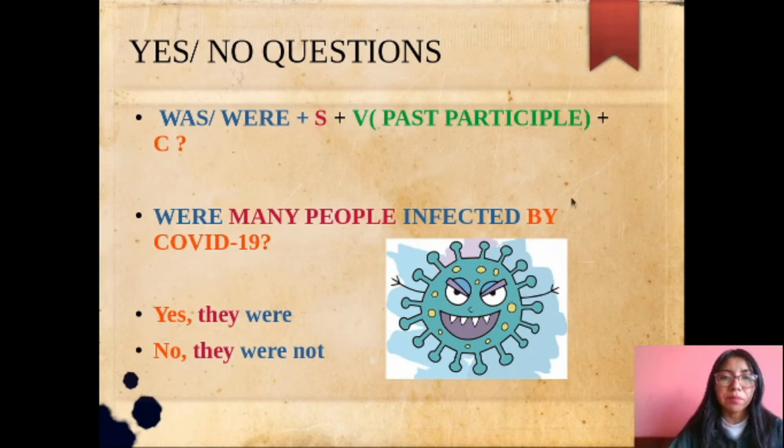Pay attention here. By COVID-19. In this case, that is the complement, but you can call it agent. Okay, that is the correct name, agent. Remember, you can use it or you cannot use it. That depends on the sentence. Okay, so we are going to use was, were, the subject, the verb in past participle, the complement, or the agent. And if you start with was or were, you have to answer with yes or no.